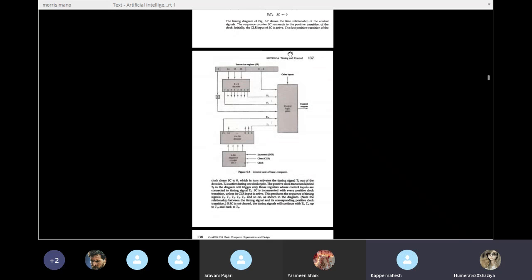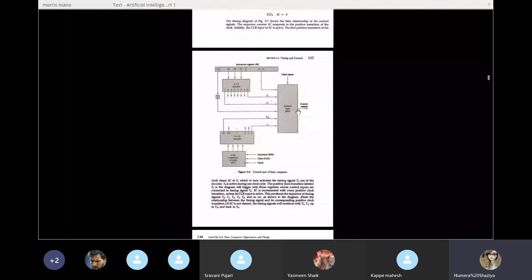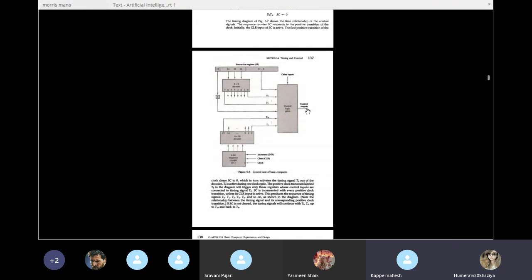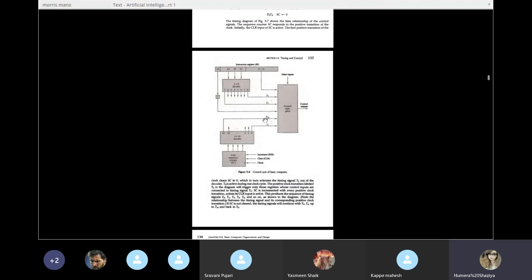In this manner, this is a control unit. The control unit will generate control outputs. What are the control outputs? Control outputs are nothing but the timing signals. And how are timing signals generated? Based on what is to be done at which time.